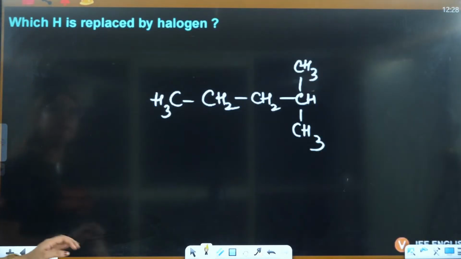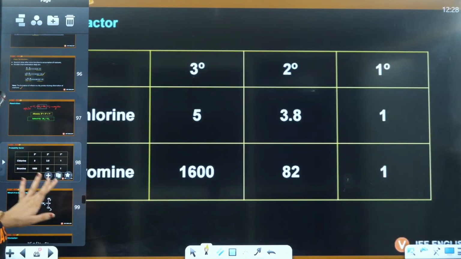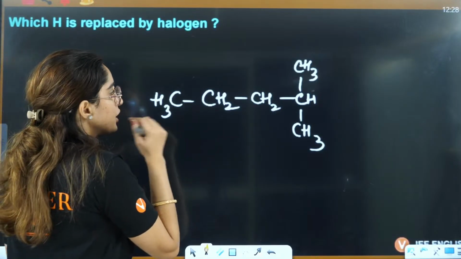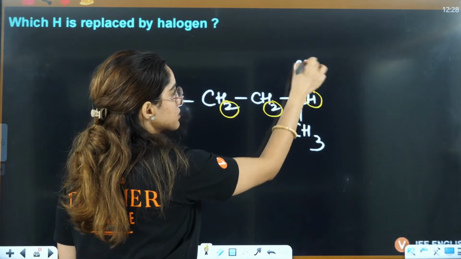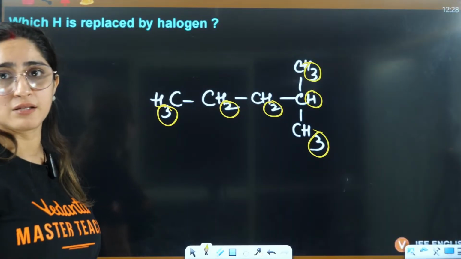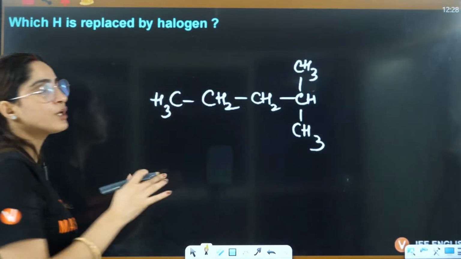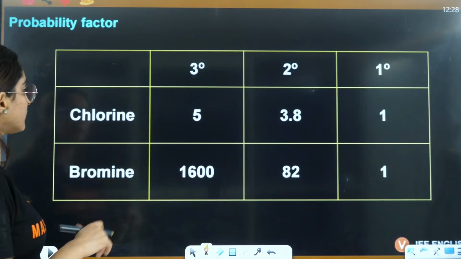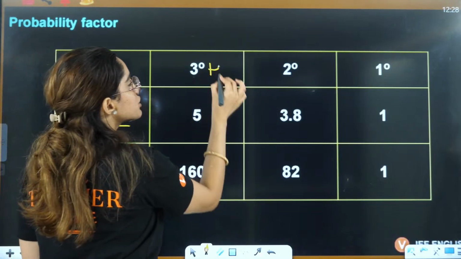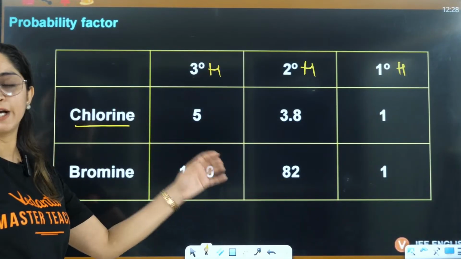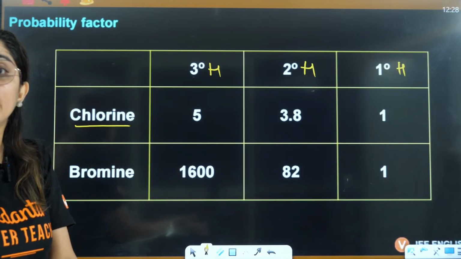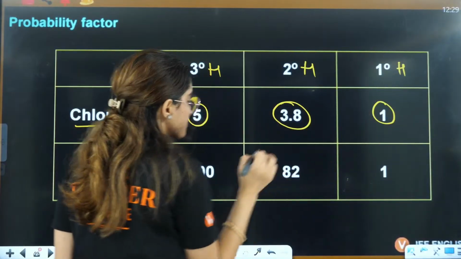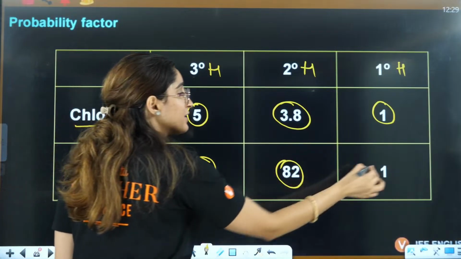So if you talk about reactivity, selectivity, right? Wait a minute. Why are we doing reactivity, selectivity? Because if you have this kind of question, you can replace this hydrogen, this hydrogen, this hydrogen. So which hydrogen will be replaced? That is the question, okay? Because of that reason, we are using the reactivity, selectivity principle. This is the probability factor that I have written here. So when you have chlorine, for 3 degree hydrogen, 2 degree hydrogen and 1 degree hydrogen, to find which will have the highest rate, you will have to multiply with these numbers. For 3 degree hydrogen, you multiply by 5, for 2 degree by 3.8, for 1 degree it is 1. In case of bromine, it is 1600, it is 82 and it is 1.